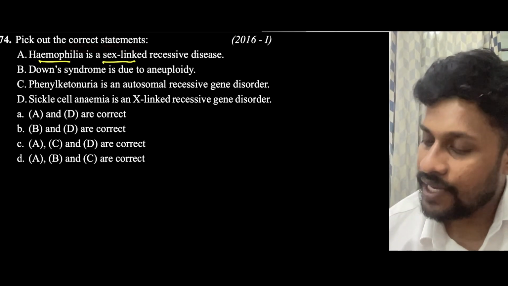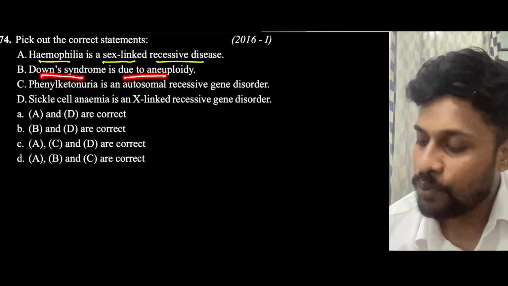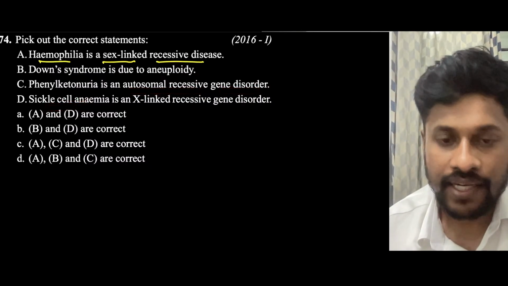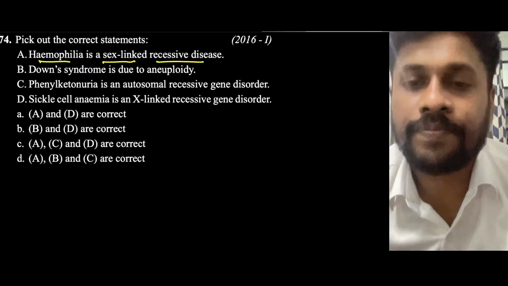Now, pick out the correct statement. Hemophilia is a sex-linked recessive disease. Down syndrome is due to aneuploidy. Phenylketonuria is an autosomal recessive gene disorder. Sickle cell anemia is an X-linked recessive gene disorder. What will be the answer here? Tell me, guys.